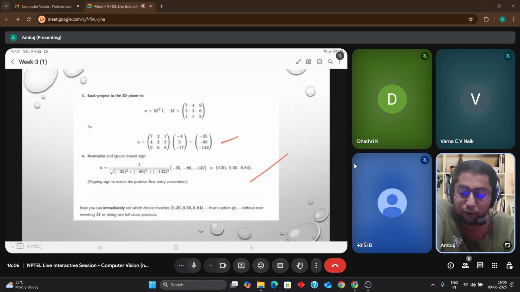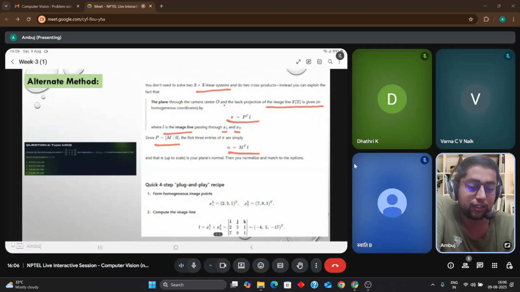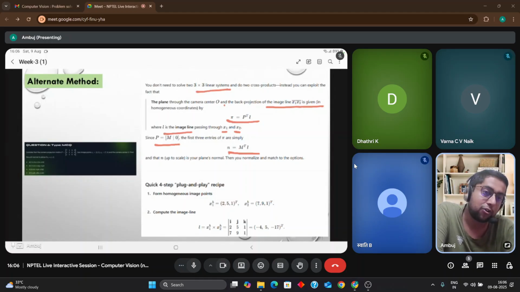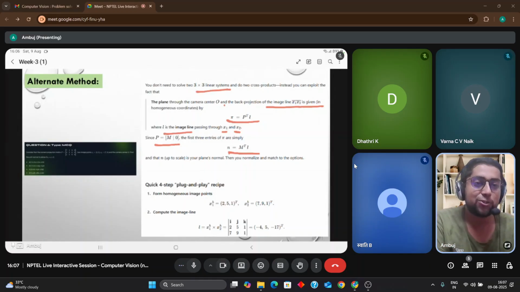The very shortcut method that you can use is this particular property, pi equal to P transpose multiplied by line L. That is just the thing. If you want to perform the plug and play recipe, you can do that. If you want to go through the 6 steps involved, you can do that. But my sincere advice to you is that in the examination, follow the shortcut.